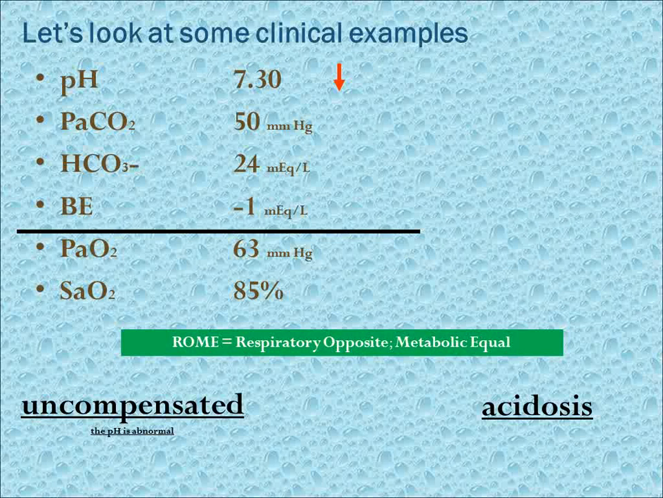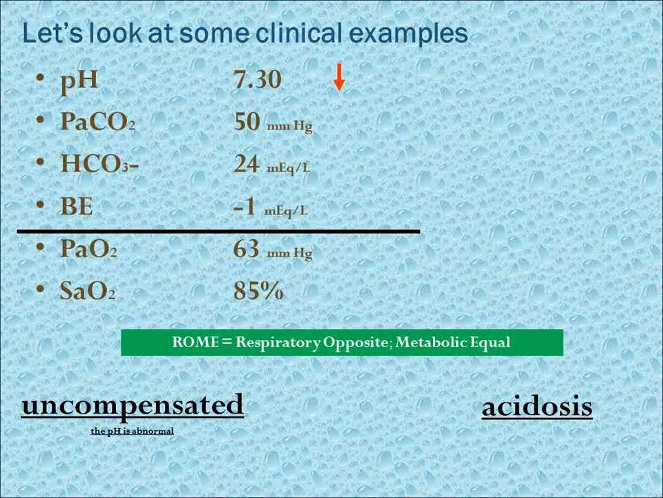You may or may not have used the term uncompensated or compensated before, so what's the difference? Well, anytime the pH is abnormal, it's an uncompensated blood gas. Anytime the pH is abnormal, it is an uncompensated blood gas. So we have a pH that is low, less than 7.35. We have an uncompensated acidosis.